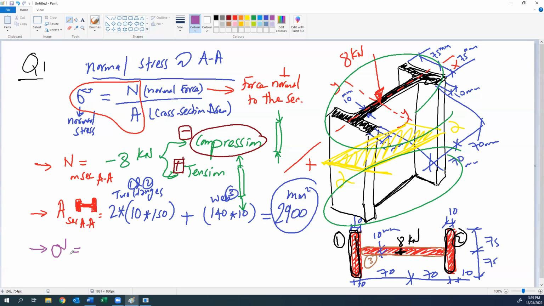What is the normal stress? Normal stress will be normal force over area. So we will have negative 8 kilonewton divided by 290 millimeter square. Okay? It is preferable for us to use Newton and millimeter. The units are Newton and millimeter for this type of problem. To convert kilonewton to Newton, how can we convert kilonewton to Newton? If we multiply kilonewton by 1000, this gives us Newton.